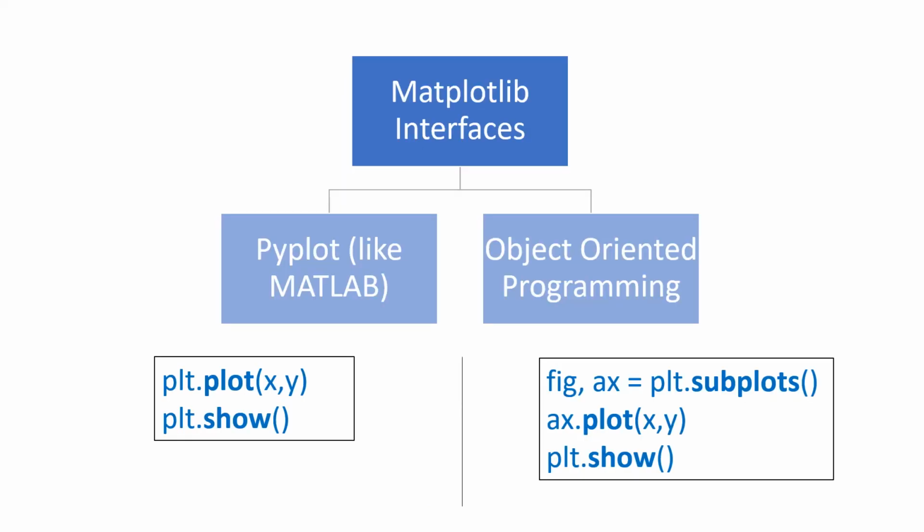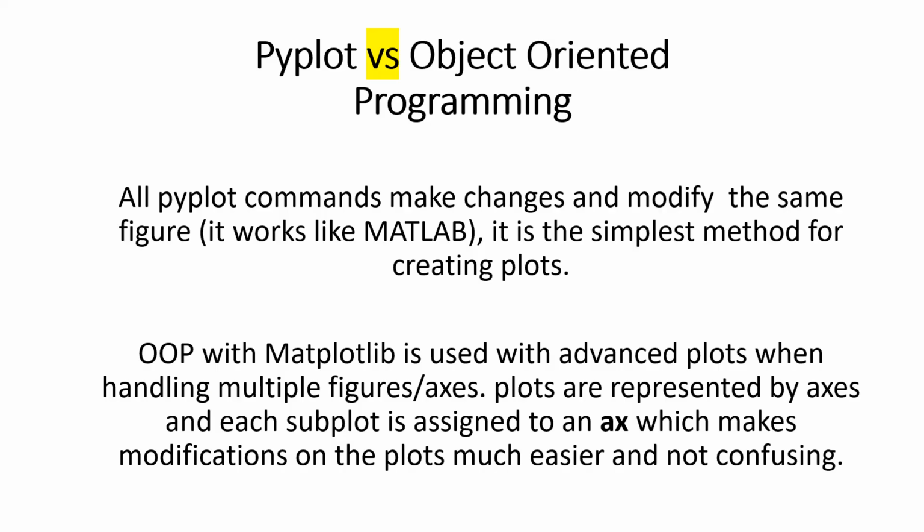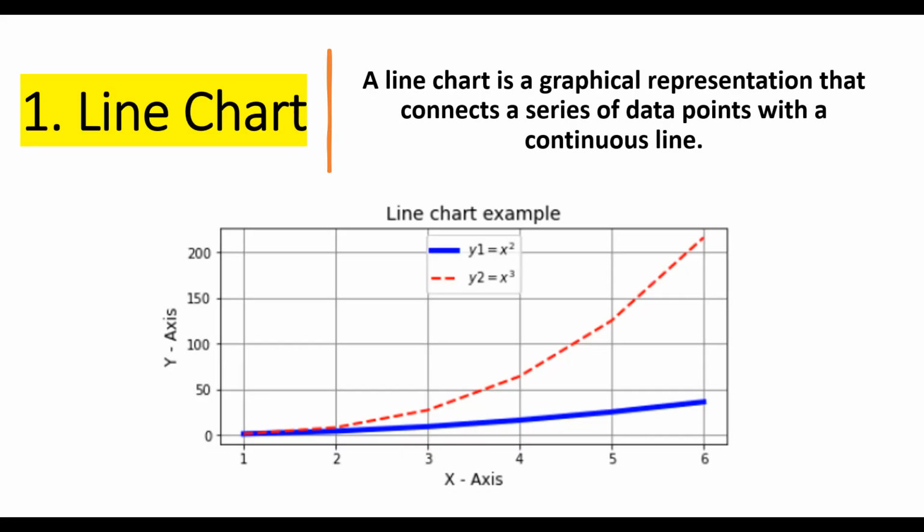As I mentioned earlier, we are going to talk about these two main interfaces of Matplotlib. We have Pyplot, which is first developed to be like MATLAB, and we have the object-oriented programming, where we are going to use objects to plot our graphs. All Pyplot commands make changes and modify the same figure, which means that it works like MATLAB. It is the simplest method for creating plots, whereas the object-oriented programming with Matplotlib is used with advanced plots. When handling multiple figures, axes, plots are represented by axes and each subplot is assigned to an axe, which makes modifications on the plots much easier and not confusing. I have put axe, not axis, because usually we use axe and fig to represent our axes and figures in object-oriented programming with Matplotlib.